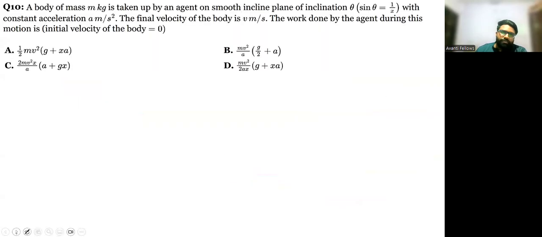Now let's move to the next question. A body of mass m is taken up by an agent on a smooth inclined plane of inclination theta, where sine theta is equal to 1 by x, with constant acceleration a meter per second square. The final velocity of the body is v meter per second. The work done by the agent during this motion is? The initial velocity of the body is 0.